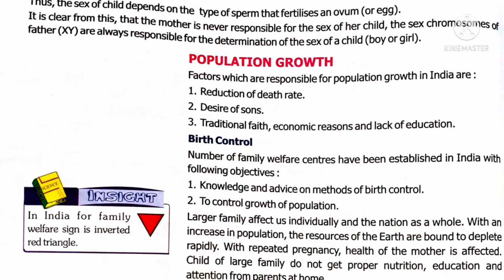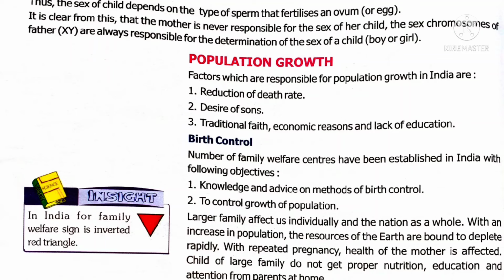And the third thing is lack of education and economic problems, then traditional faith. People think that if they have more children, they will help them economically by sending those small children to do some work for low wages. To control the birth rate, welfare centers have been established in India with certain objectives, like giving knowledge and advice on methods of birth control to control the growth of population. Their aim is to control the population.